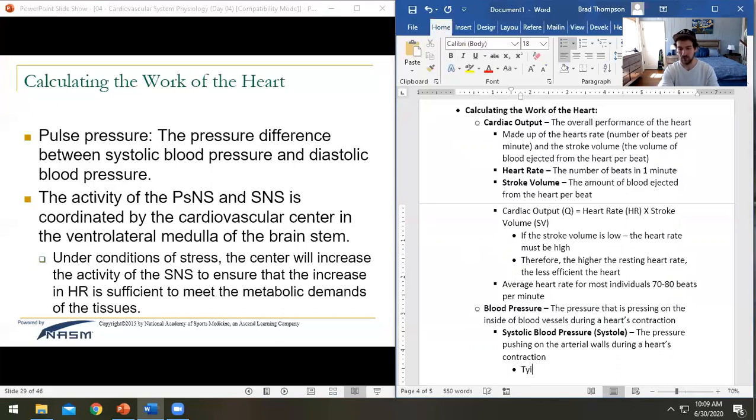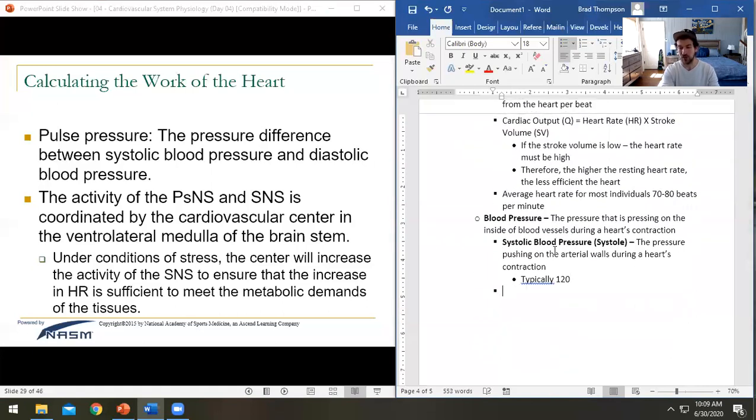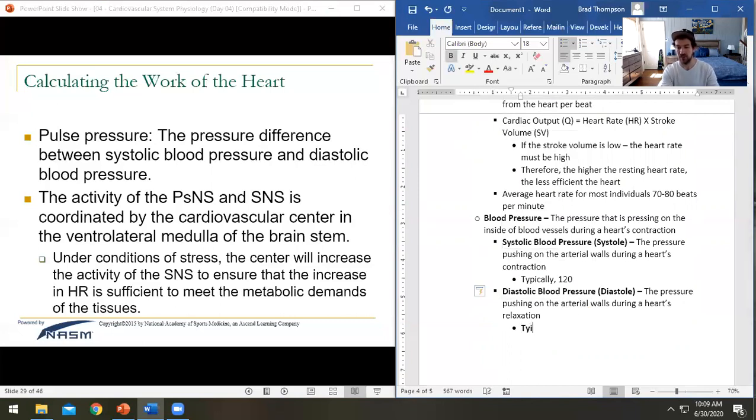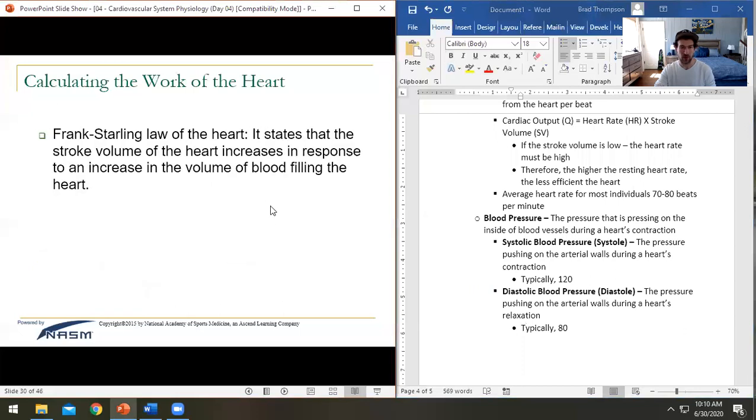Typically 120, right? And then we have your diastolic pressure, which is known as diastole. And that is the pressure pushing on the arterial walls during a heart's relaxation. So this is the relaxing part, right? And that is typically 80, right? So that's the 120/80 that we're describing when we describe blood pressure, right?